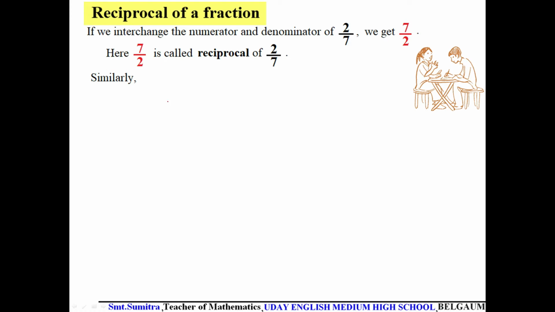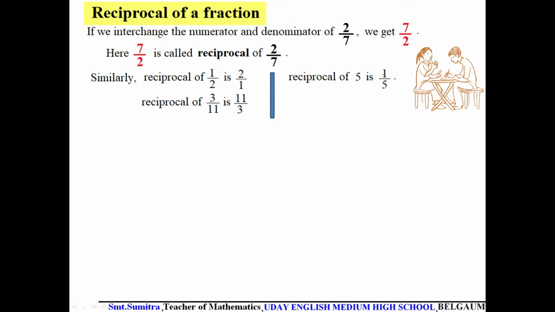Similarly, I'll give a few more examples of reciprocal numbers. Reciprocal of 1 divided by 2 is 2 divided by 1. Reciprocal of 3 by 11 is 11 divided by 3. Reciprocal of 5 is 1 divided by 5, because 5 can be written as 5 divided by 1. Its reciprocal is 1 divided by 5. Hope this is clear to you. What is the reciprocal of 2 divided by 9? It is 9 divided by 2.